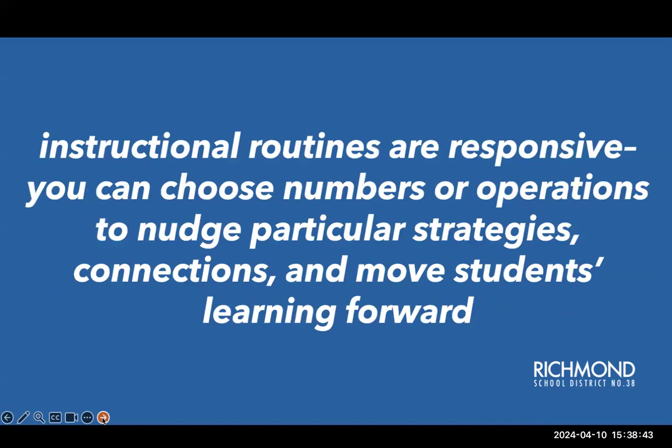Instructional routines are also responsive. As the teacher, you're noticing what students are doing one day, and then in your routine, for your next math lesson, the next day, you're like, oh, I noticed that they're really having difficulties with this, or not many students are using this particular strategy. I'm going to choose a question that's going to nudge them to get to that particular strategy. So you can be responsive to where students are and move their learning and their strategy use forward.